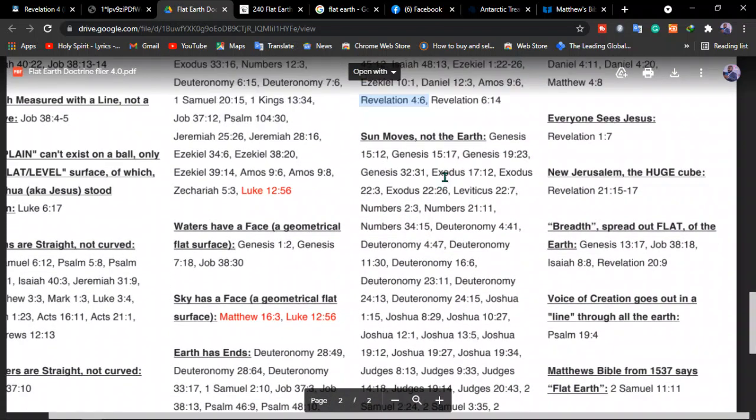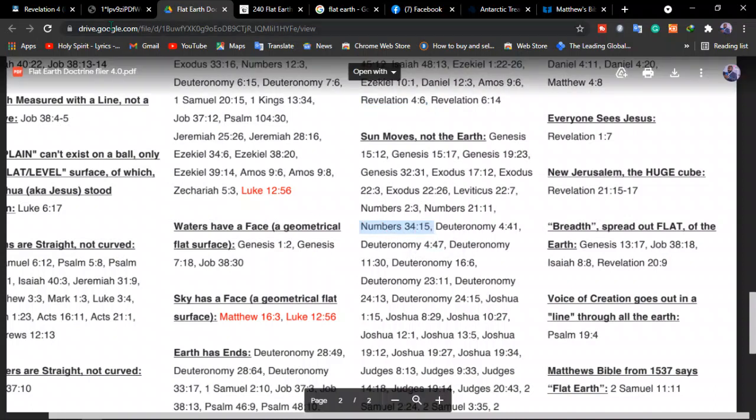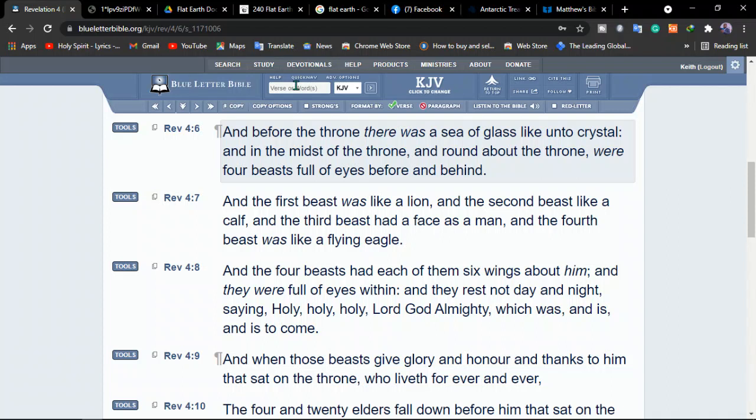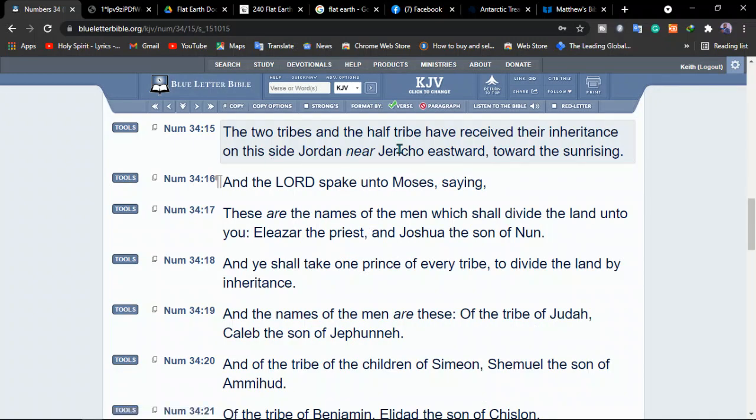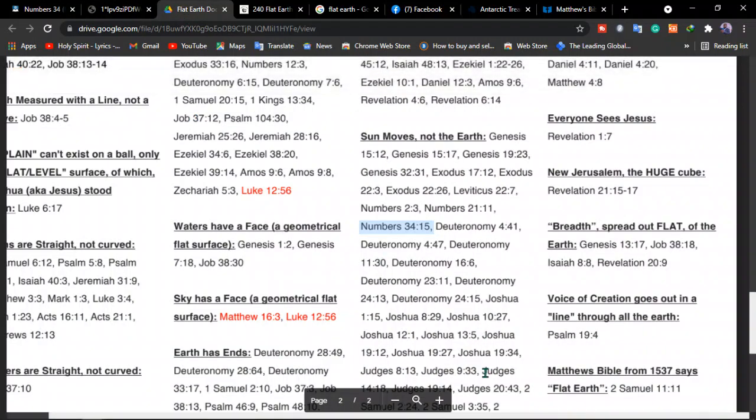The sun moves and not the earth. The sun is the one which is moving. Let's sample like three different verses here. Let's see Numbers 34:15. All right. What does it say? The two tribes and the half tribe have received their inheritance on the side of Jordan near Jericho, eastward toward the sun rising. You see, the sun is the one which is rising. The sun is the one which is moving, not the earth. Let's sample something else here.